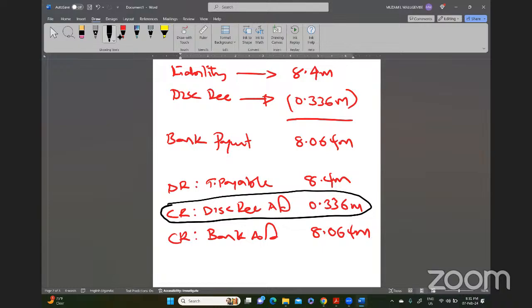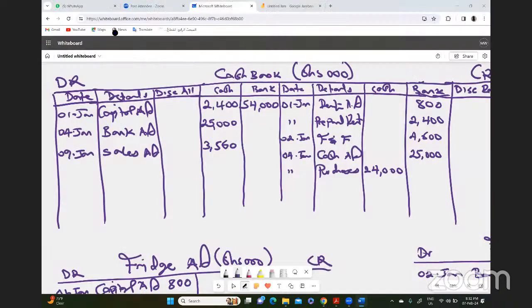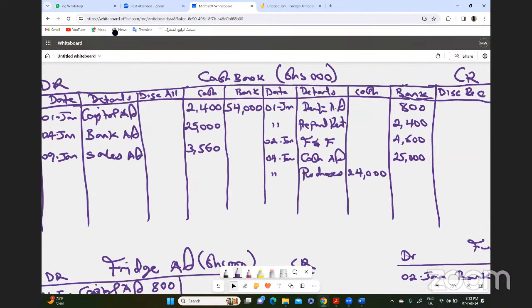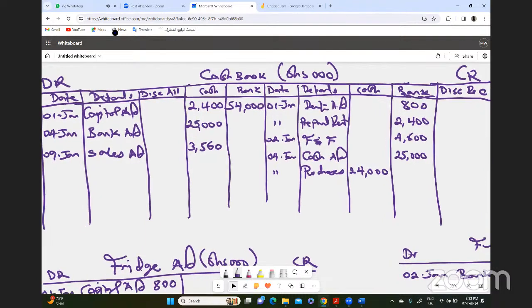Okay, guys, we are running out of time. What don't we have here? Discount received, not so? So we come up with a discount received account. But we had put it at the other side of the cash book. I think we had it in the cash book.